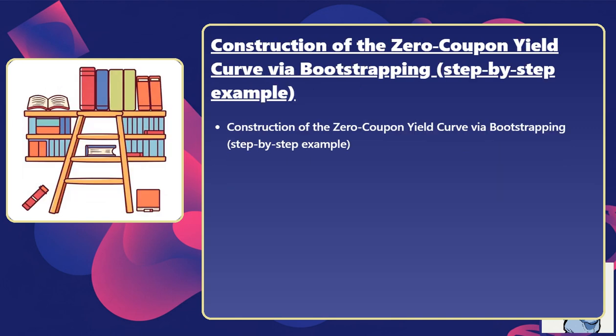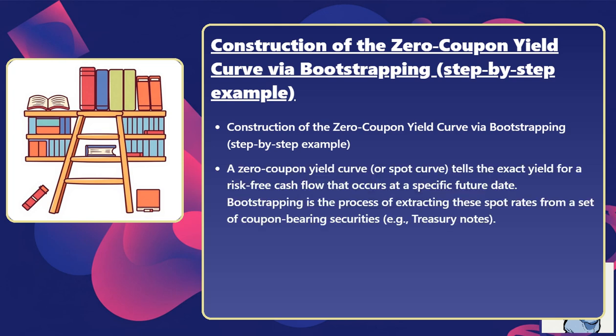Construction of the zero coupon yield curve via bootstrapping, step-by-step example. A zero coupon yield curve, or spot curve, tells the exact yield for a risk-free cash flow that occurs at a specific future date. Bootstrapping is the process of extracting these spot rates from a set of coupon-bearing securities, for example, treasury notes. Step-by-step illustration.